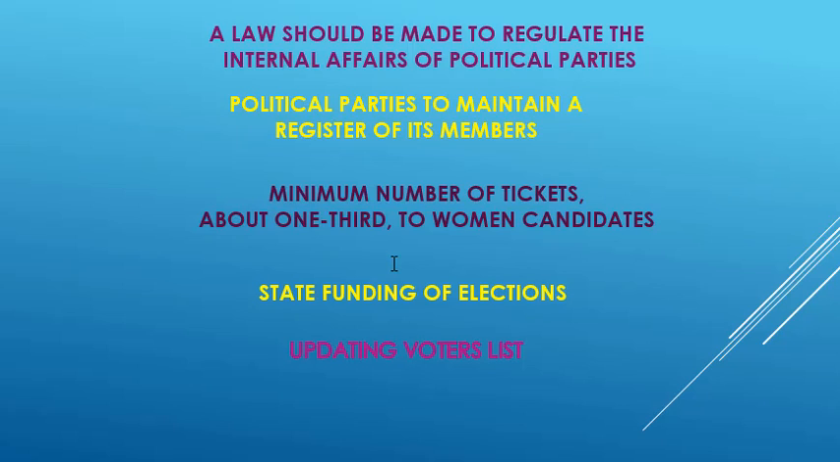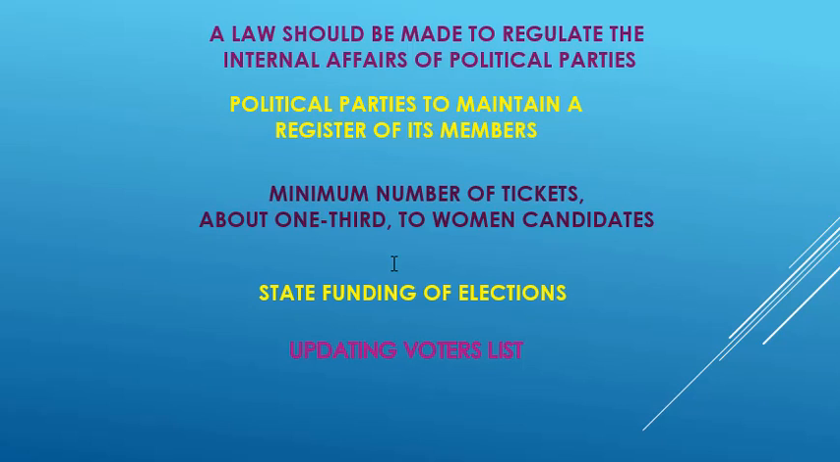And point number two, children: political parties should maintain a register of their members. In order to give clarity and transparency, all party members' names should be mentioned in the register. This can be part of the first point, but it can be taken as a separate point also. The party members' names should be clearly mentioned and the register has to be maintained.